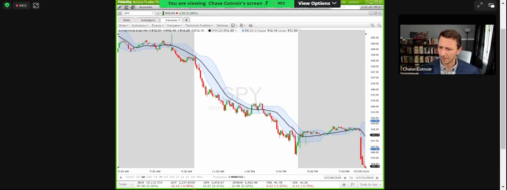Looking through here as well, Alan's asking, could you use the Bollinger Band to generate an idea of expected move?